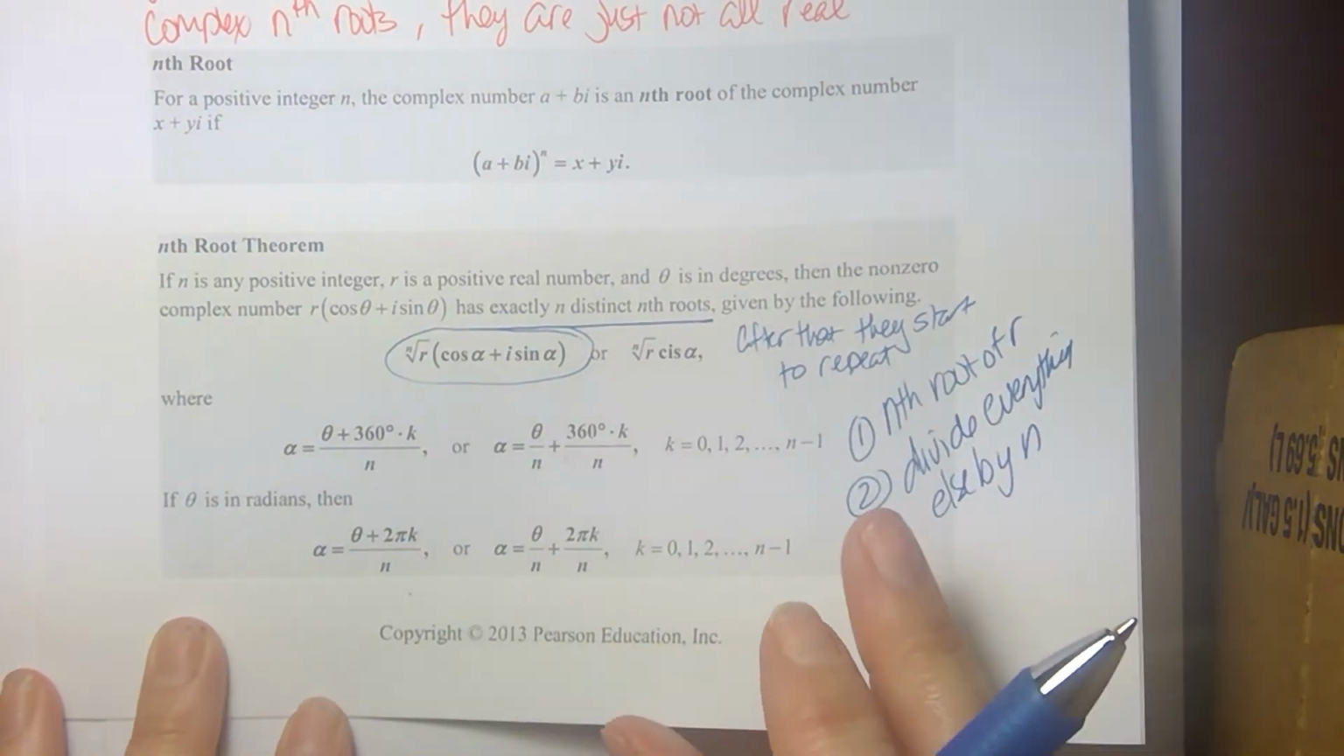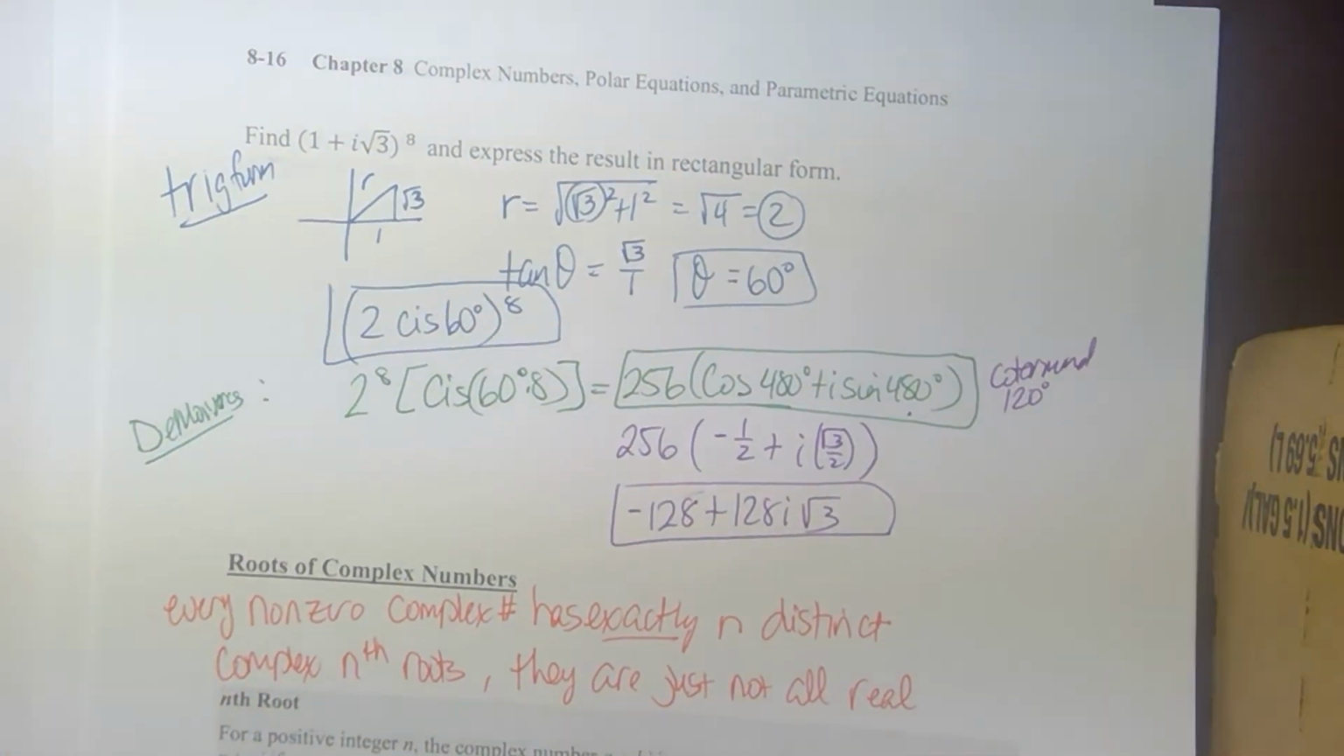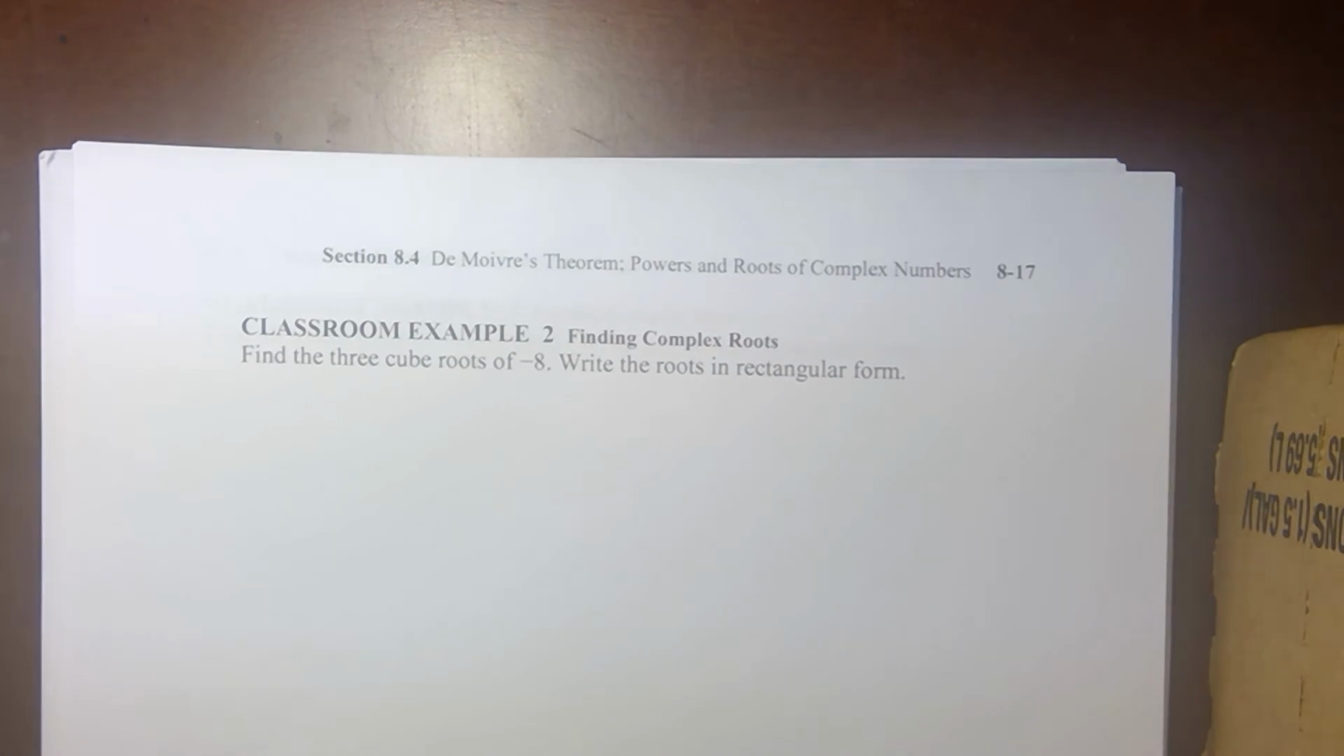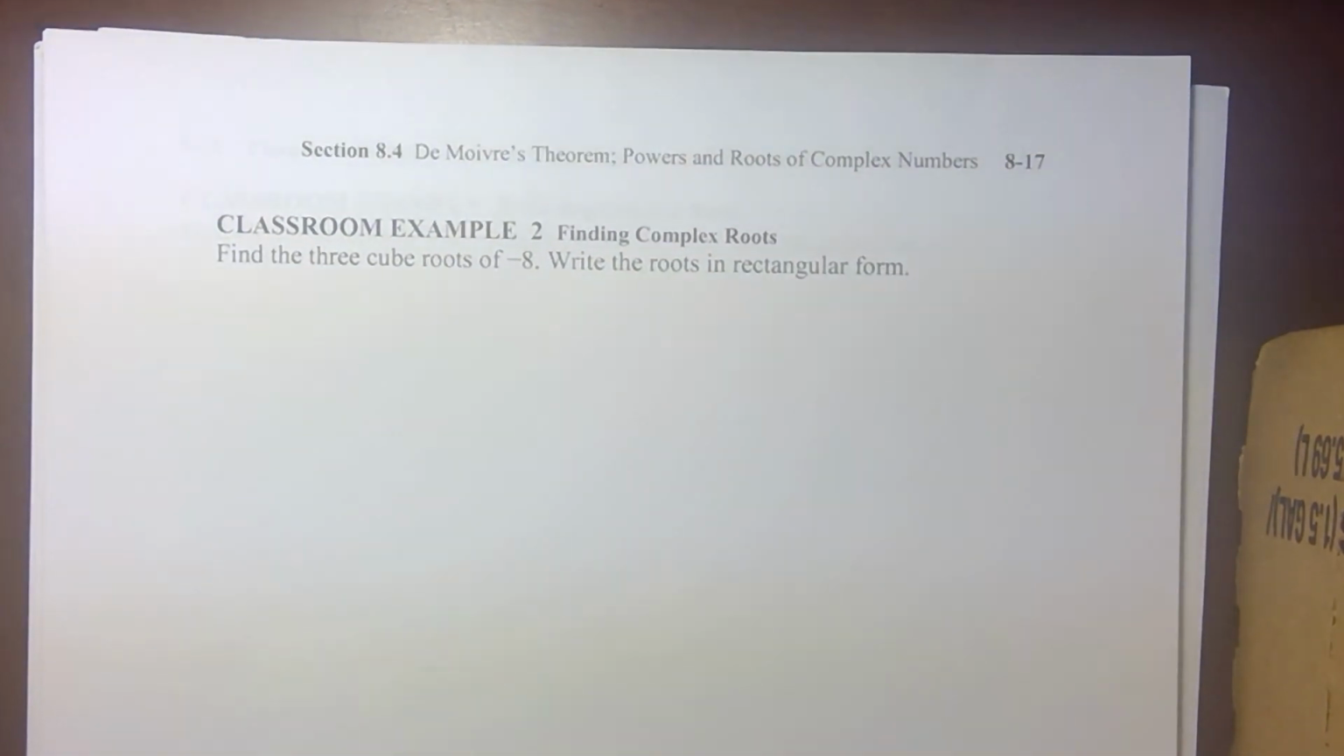Okay, let's look at an example. This is where we start putting together our polar coordinate graphing with some of our algorithms and our problem solving. Okay, find the 3 cube roots of -8 and write the roots in rectangular form.